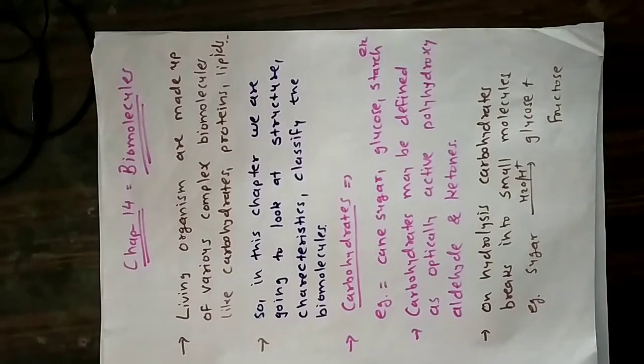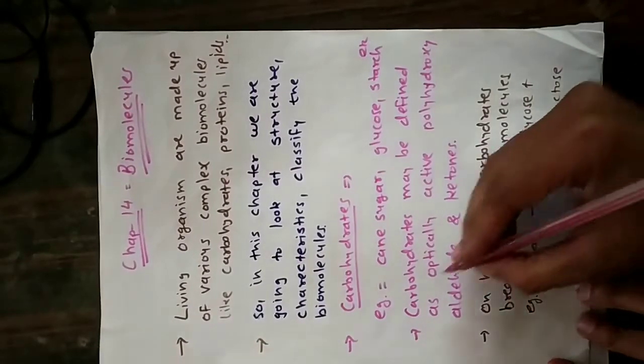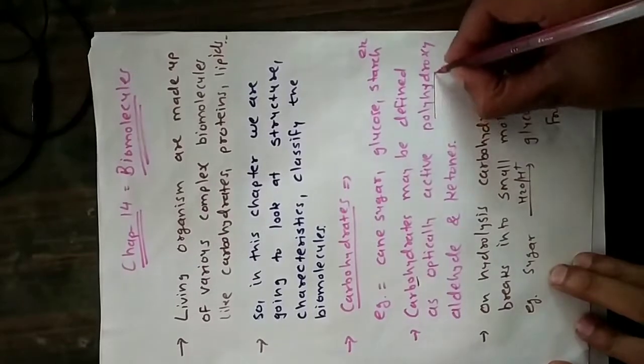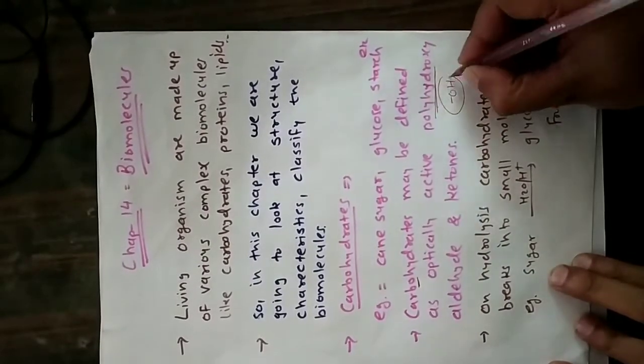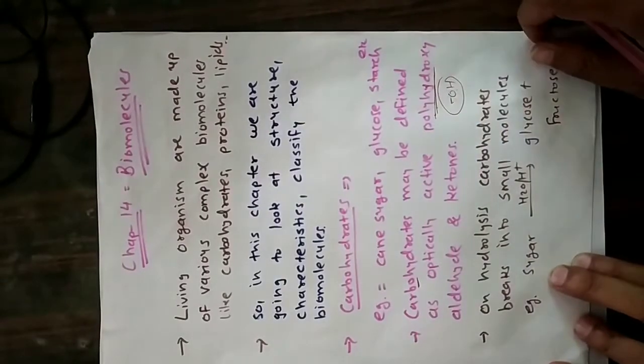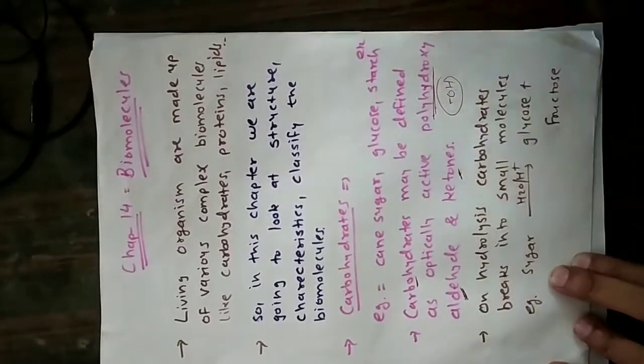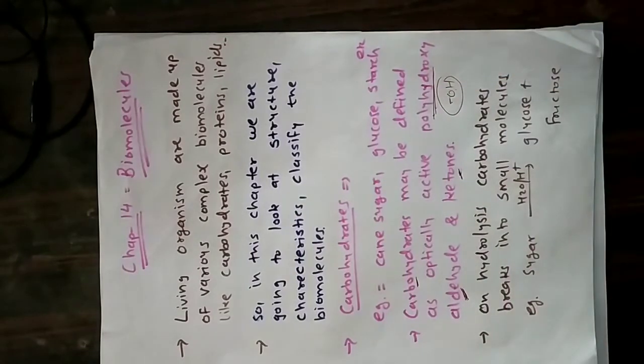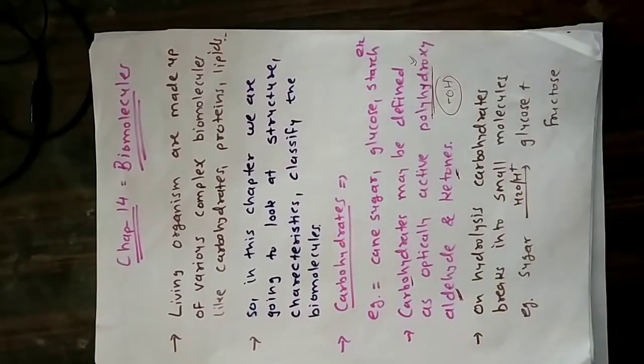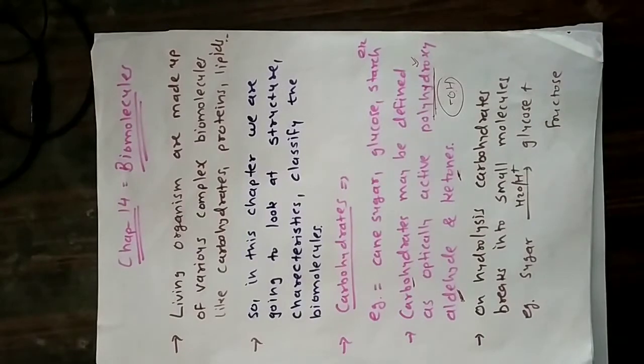Carbohydrate may be defined as optically active polyhydroxy aldehyde and ketone. It means in the structure of carbohydrate there will be more than one OH group present. Polyhydroxy means more than one OH group, and as the second functional group there may be aldehyde or ketone. So there will be two functional groups in the structure of carbohydrate. First is OH, more than one OH group, then aldehyde or ketone. So this is the definition of carbohydrate: optically active polyhydroxy aldehyde and ketone.